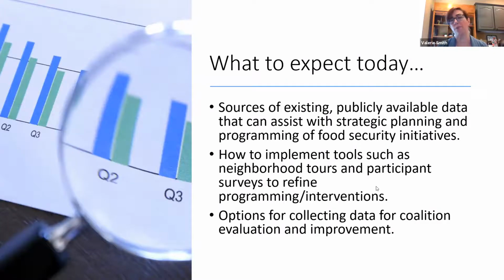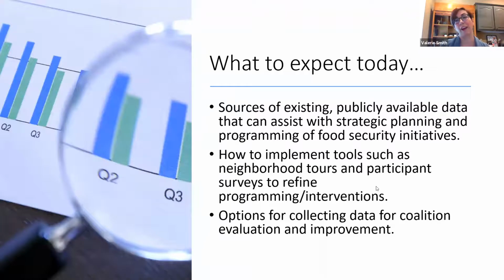So just to talk through what to expect today and where we'll be heading. First, we're going to take a look at some existing publicly available data sets that may be helpful for programming decisions or focus decisions of a food security organization or council. And then we're going to talk about data that you could actually collect or create yourself and some tools to do that. And then I want to conclude by talking a little bit about coalition evaluation and improvement plans and some data options for collecting those pieces as well.